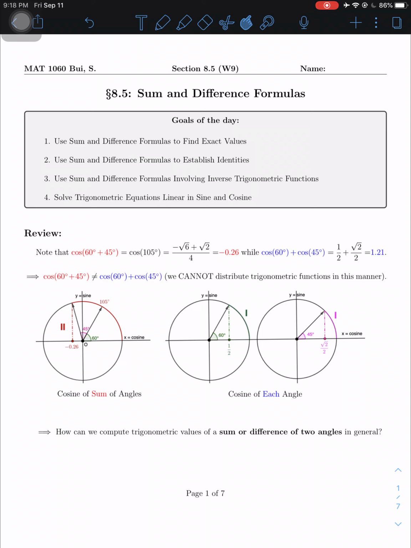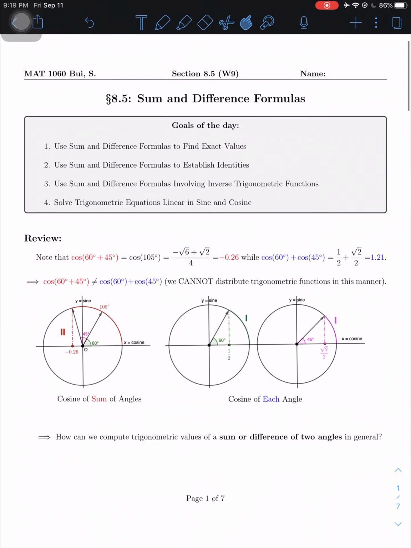Before we get started, let me tell you about a common mistake that a lot of people make in this class. Say I want to know what the value of cosine of 60 plus 45 degrees is. We all know that we use PEMDAS, so inside the parentheses we do it first. 60 plus 45, we get cosine of 105 degrees.